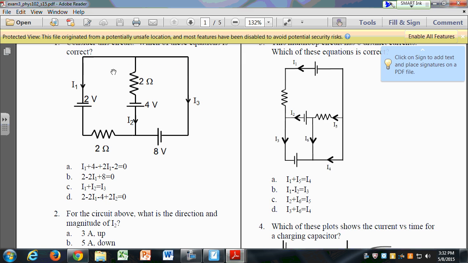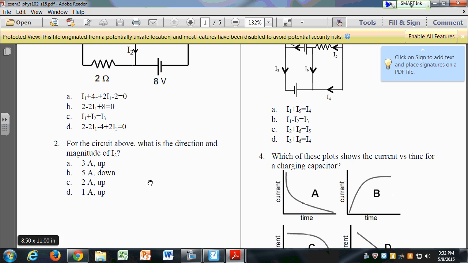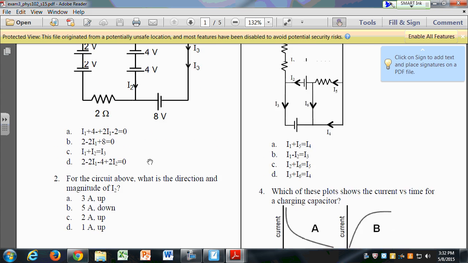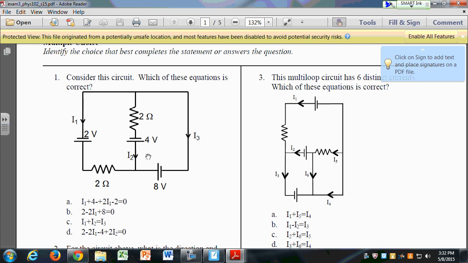You'll definitely have a multi-loop circuit like this. It'll be a different circuit, but one of these: what is the equation, and then also what is the direction and the magnitude of one of the currents. So y'all know how to do the equations here? You'll step through it?